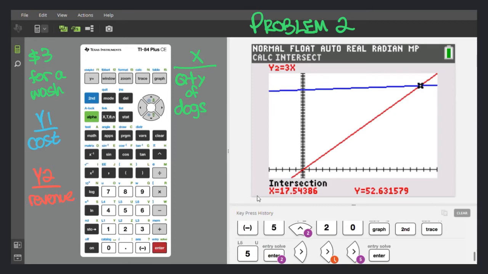Record your answer. So that means our answer is 17.5. We really could round up to 18, but 17.5 is our x value, and the y value is 52.6.